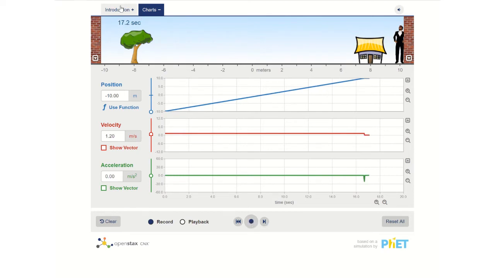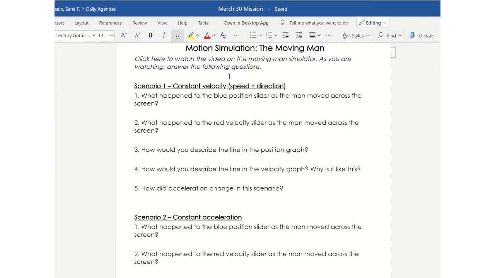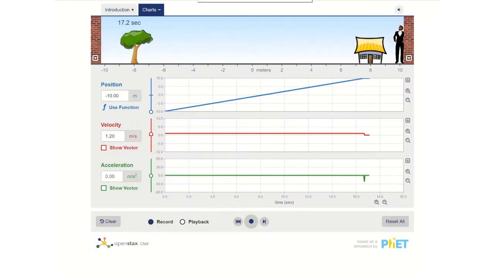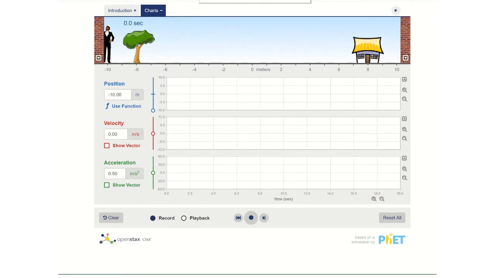So it took him about 17 seconds to get to the other wall. What trends are you noticing in the position graph, in the velocity graph, and the acceleration graph? Go ahead and go to your questions for scenario 1 and answer them using that first simulation. So again, only press play when you are ready to move on to scenario number 2.